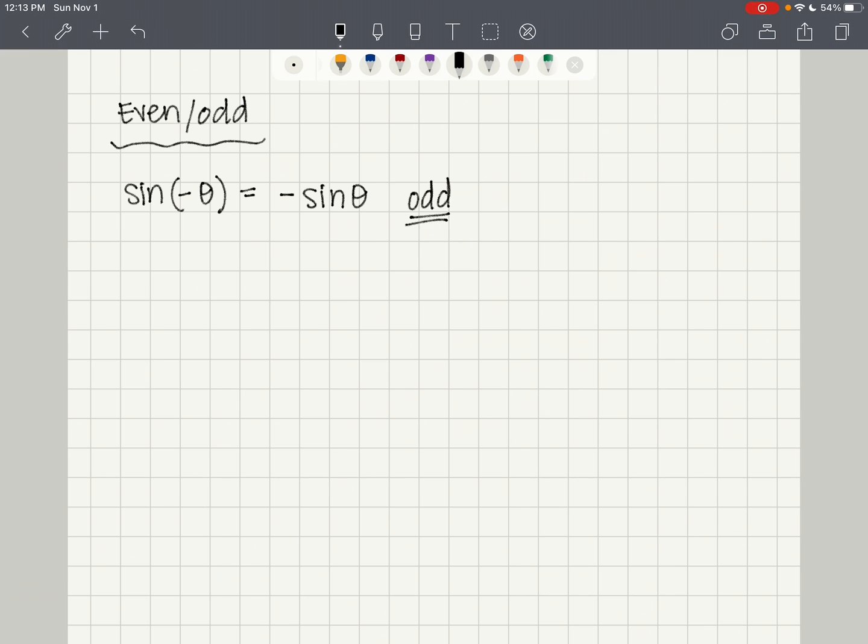odd. Cosecant of negative theta is equal to negative cosecant of theta. That negative comes out of the input and it makes the entire function negative, and that is also an odd function.